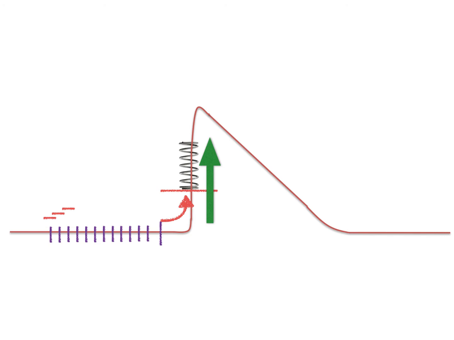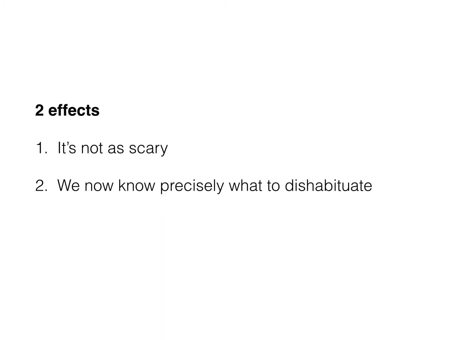Once you've found the primary trigger, it has two effects. Firstly, it makes the whole thing not as scary, and what we see over time is that just finding the primary trigger actually starts a process of dishabituation. And the fear of whatever the issue is lessens considerably at that point.